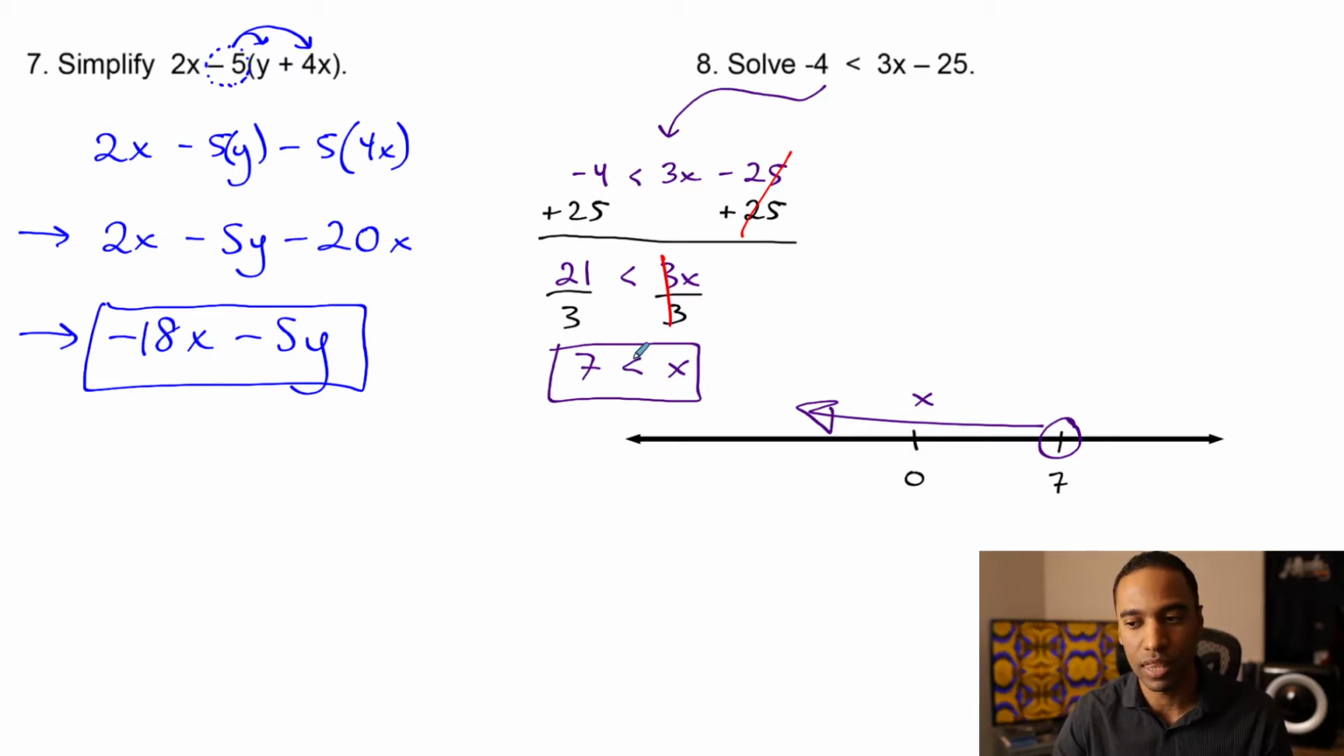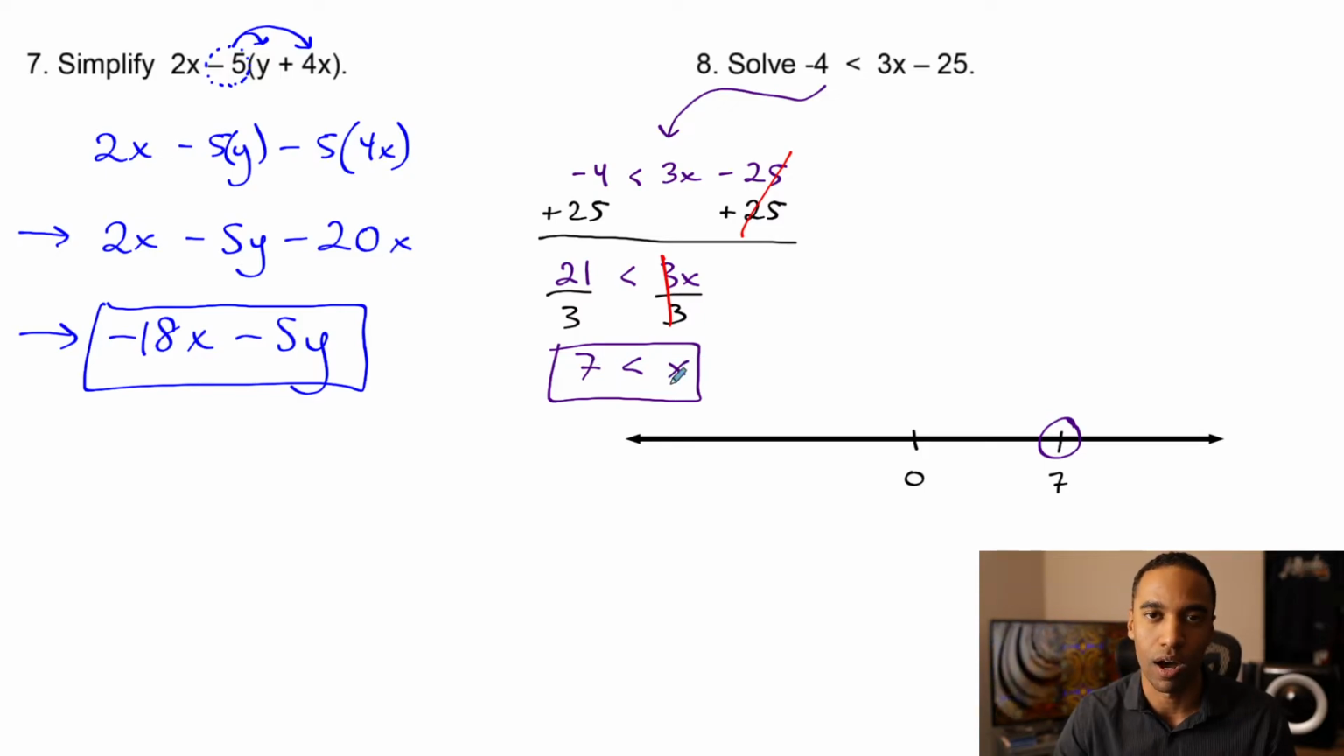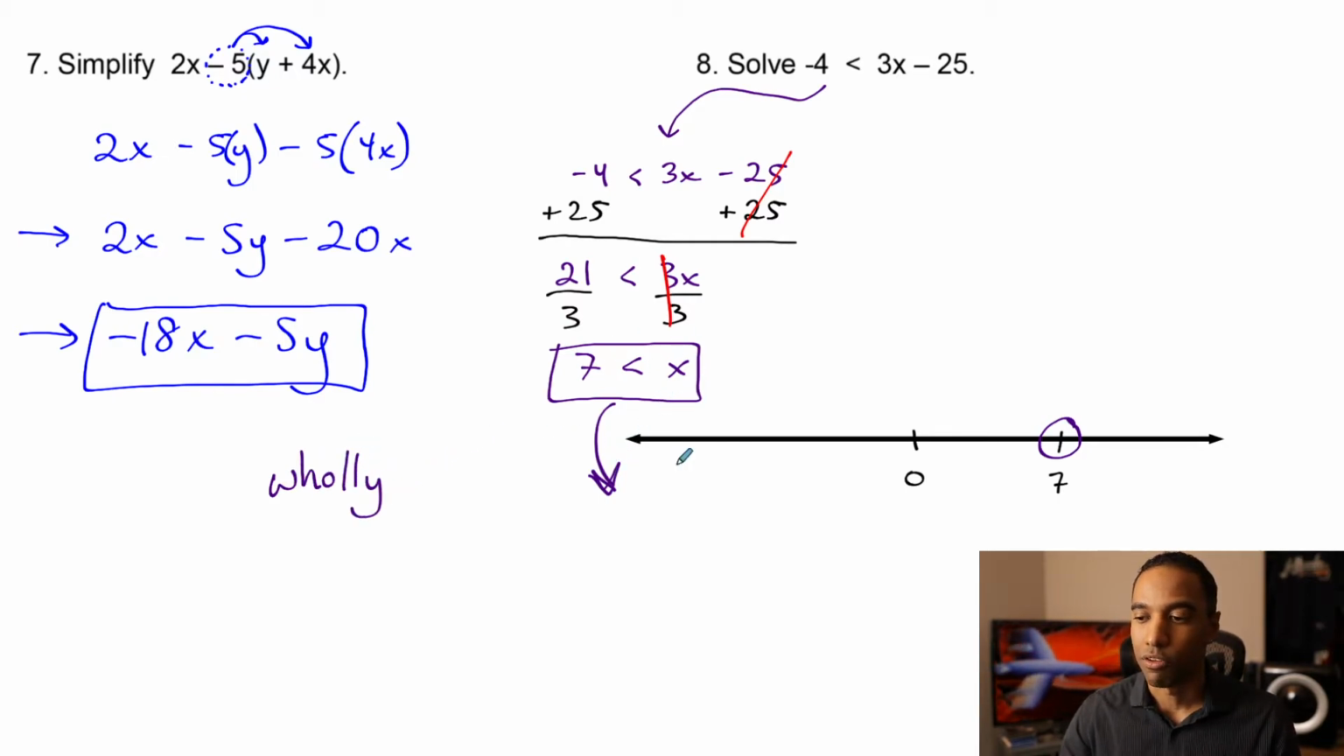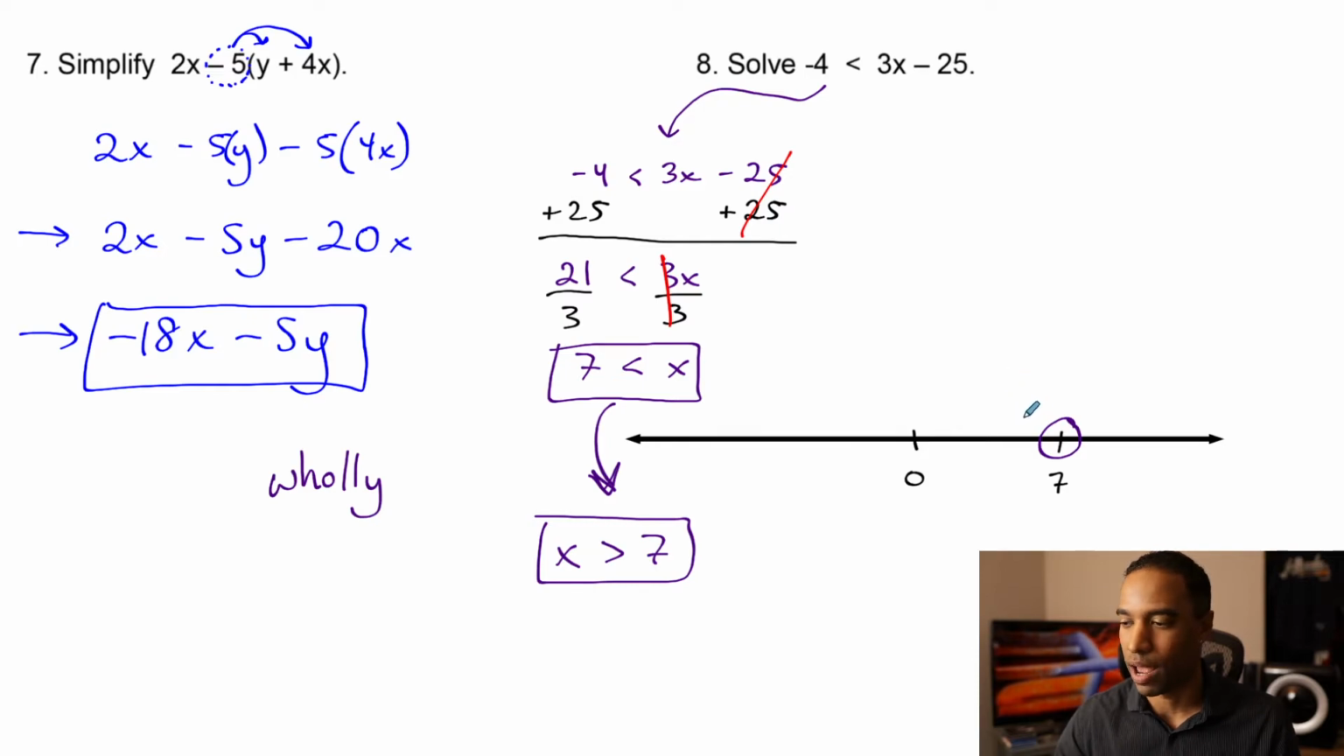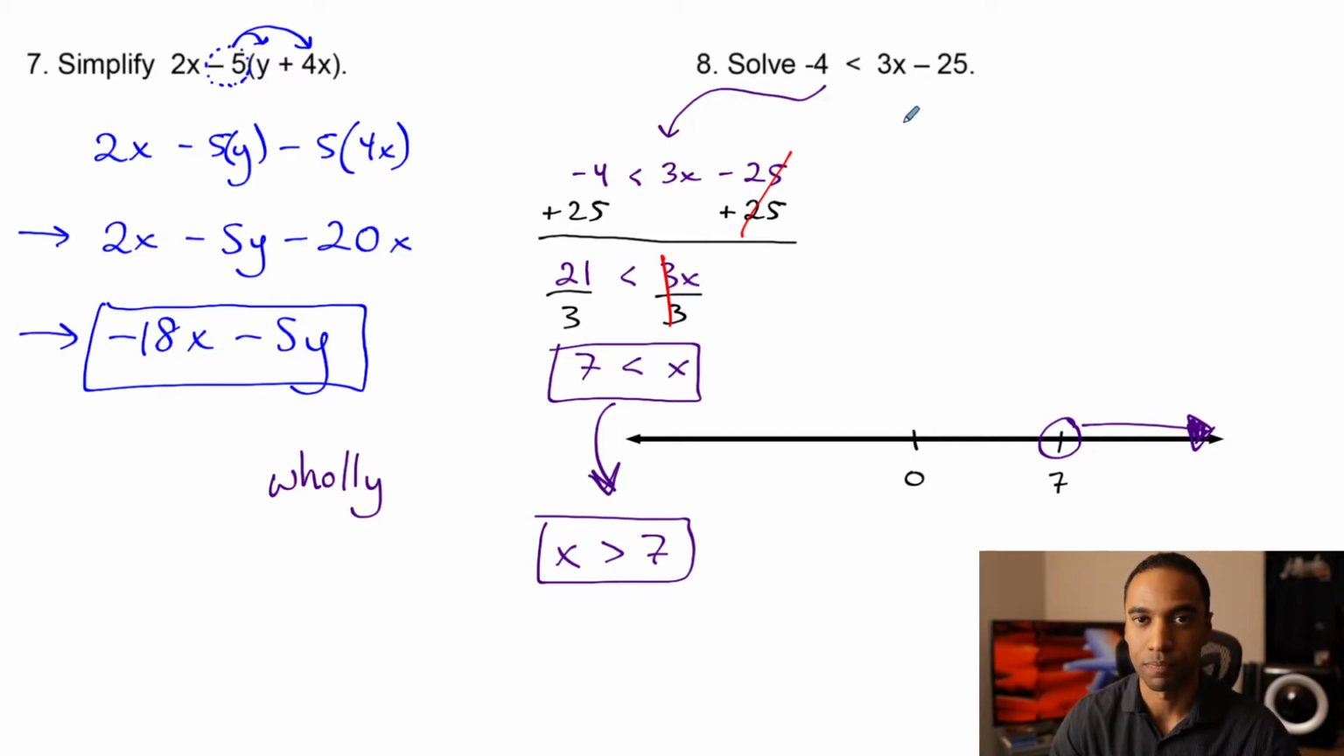The real problem isn't that you see this as a less than. The problem is that we're reading this with the variable on the right side. So if you ever run into this, I wholly recommend and highly recommend that you flip this over. Everything, x on this side, greater than 7, and you now know to graph to the right. Okay, that's one way you can approach a problem where your variable is on the right side.